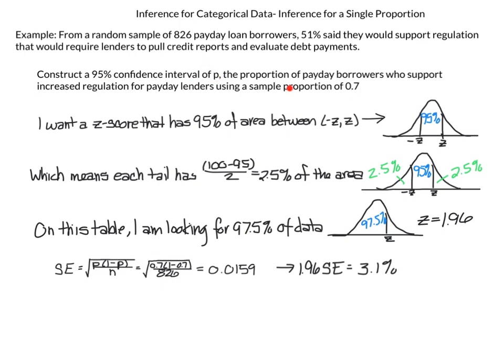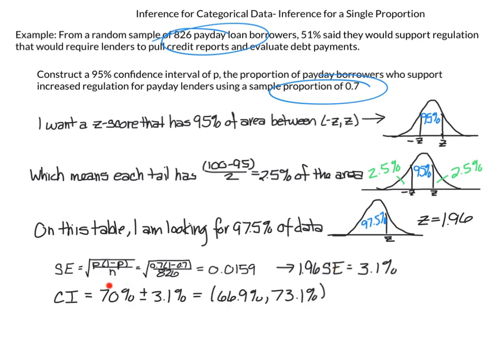So we were given p hat as 0.7. Our standard error is going to be the square root of p hat times 1 minus p hat over n. So for p, we're using p hat, which is 0.7, times 1 minus 0.7, over our sample size, which was given over here, 826. So we get a standard error of 0.016, which means our 1.96, our z-score, times our standard error is equal to 3.1%.